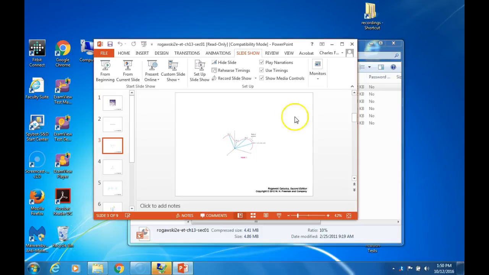All right, now let's see. Yes, we're through with this section, 13.1. All right, let's go to 13.2.